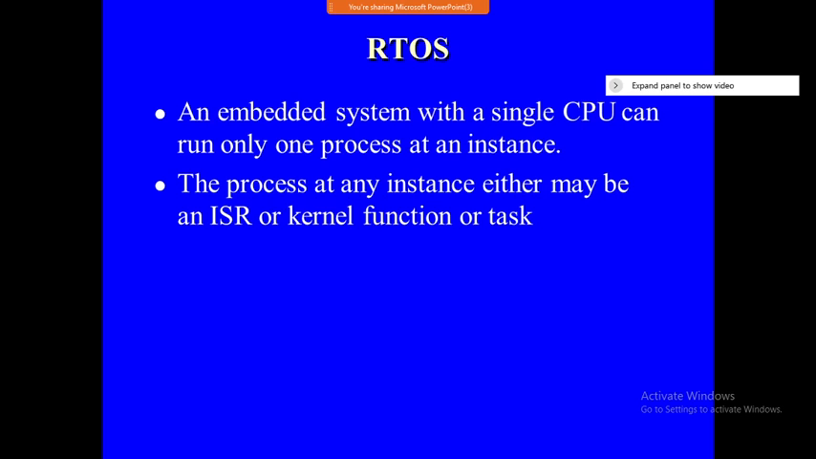An embedded system with a single CPU can run only one process at an instance. Multiple processes are not going to be executed simultaneously, like in other systems. In a normal system, if a dual core is there, multiple processes can be executed. Here, a single process at an instance will be executed. The process at any instance may be an ISR, a kernel function, or a task. Any one can be executed at an instance.